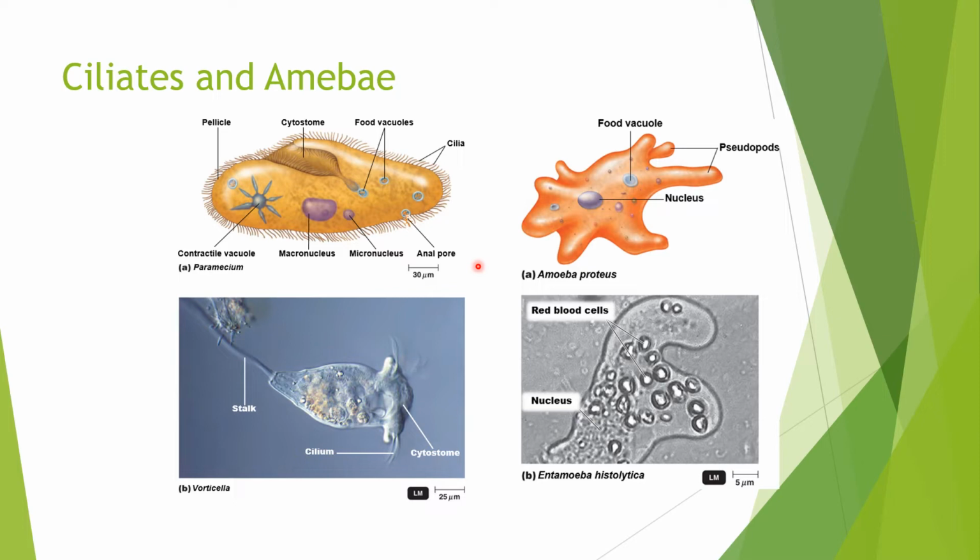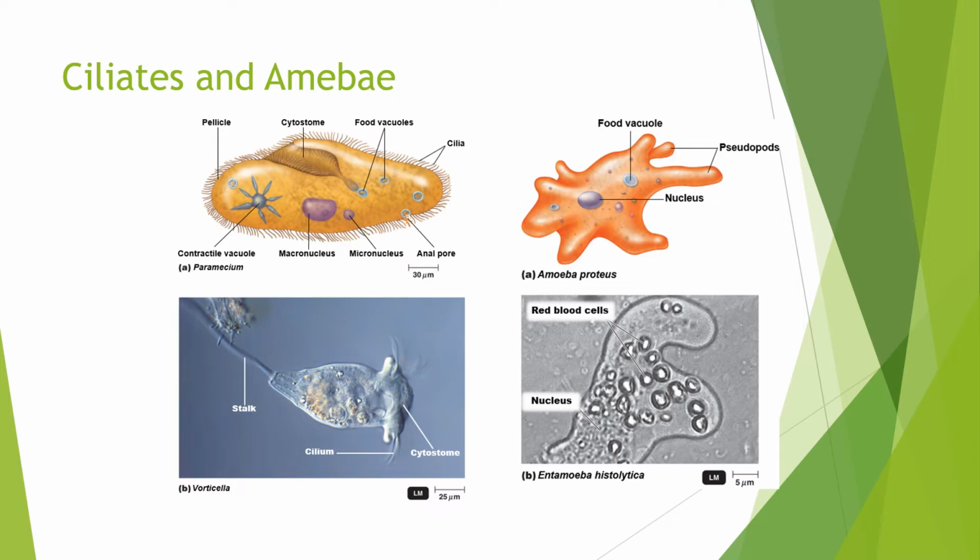There is also another example of a protozoa, and this one is amoeba. This is an image right here of amoeba. And amoeba is a protozoa that doesn't have cilia, but it is motile.